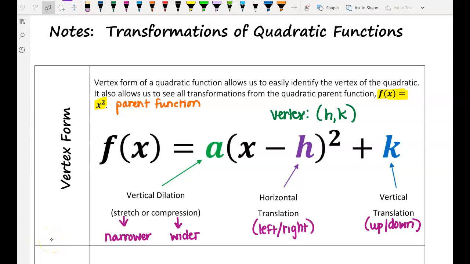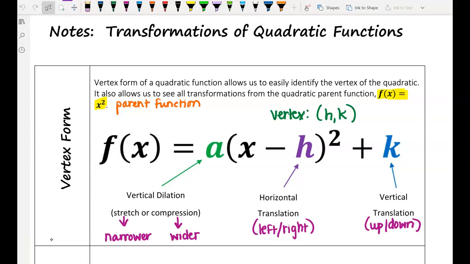All right, so yesterday we started talking about transformations of quadratic functions. And to do that, we had to start talking about the vertex form of the quadratic, which is this equation we have here, f of x equals a times the quantity x minus h squared plus k. Now, one of the main things that vertex form does is it tells us what the vertex of the parabola is going to be. The vertex is the ordered pair h comma k.